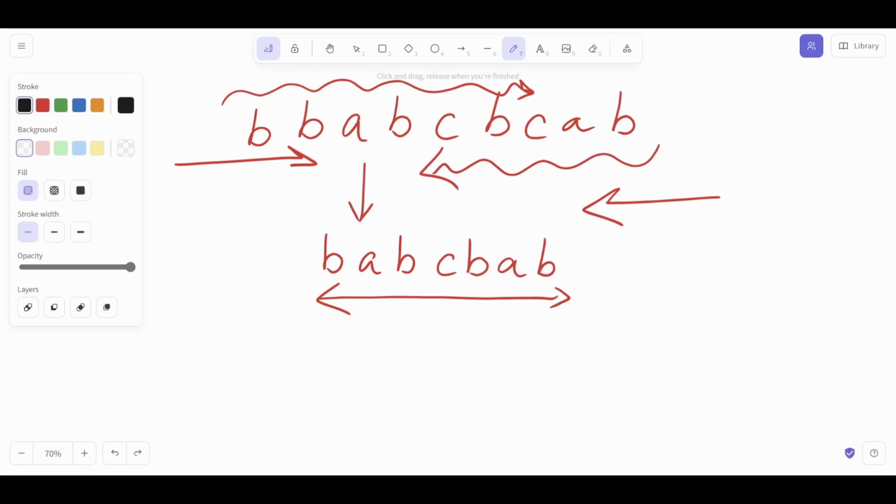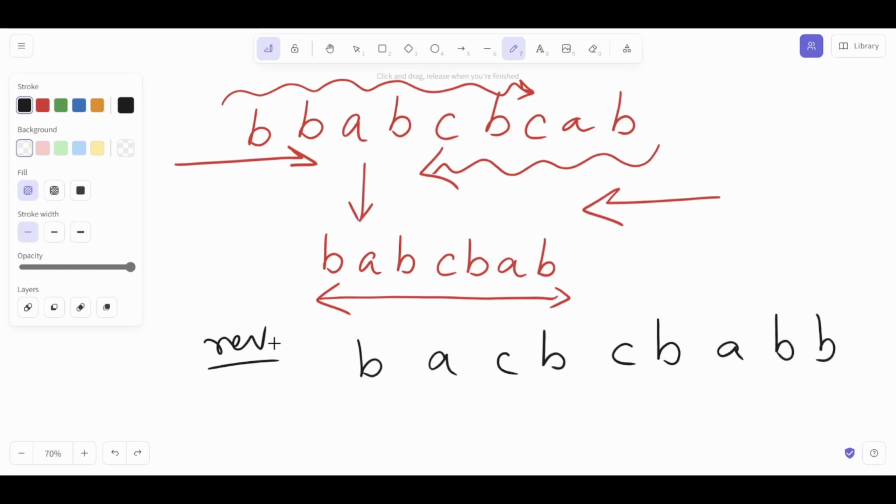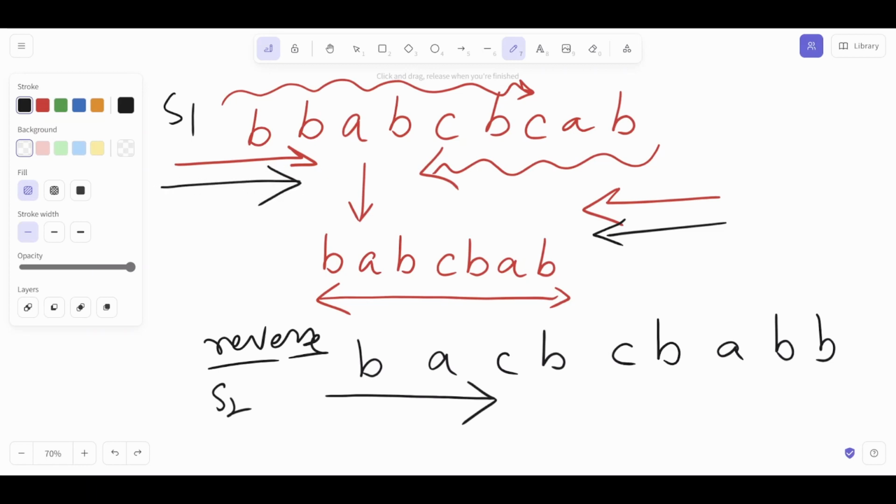If I write the reverse of the string like this, BACB, CBABB, so this is the reverse of the string, then this subsequence, which could be found from right to left, can now be found in the reverse string from left to right. So we can say that this is our original string and this is our reverse string, and in both of these strings this subsequence can be found from left to right. So this problem is now simply converted into the standard longest common subsequence problem. That is, you have to find the longest common subsequence of a string and its reverse.